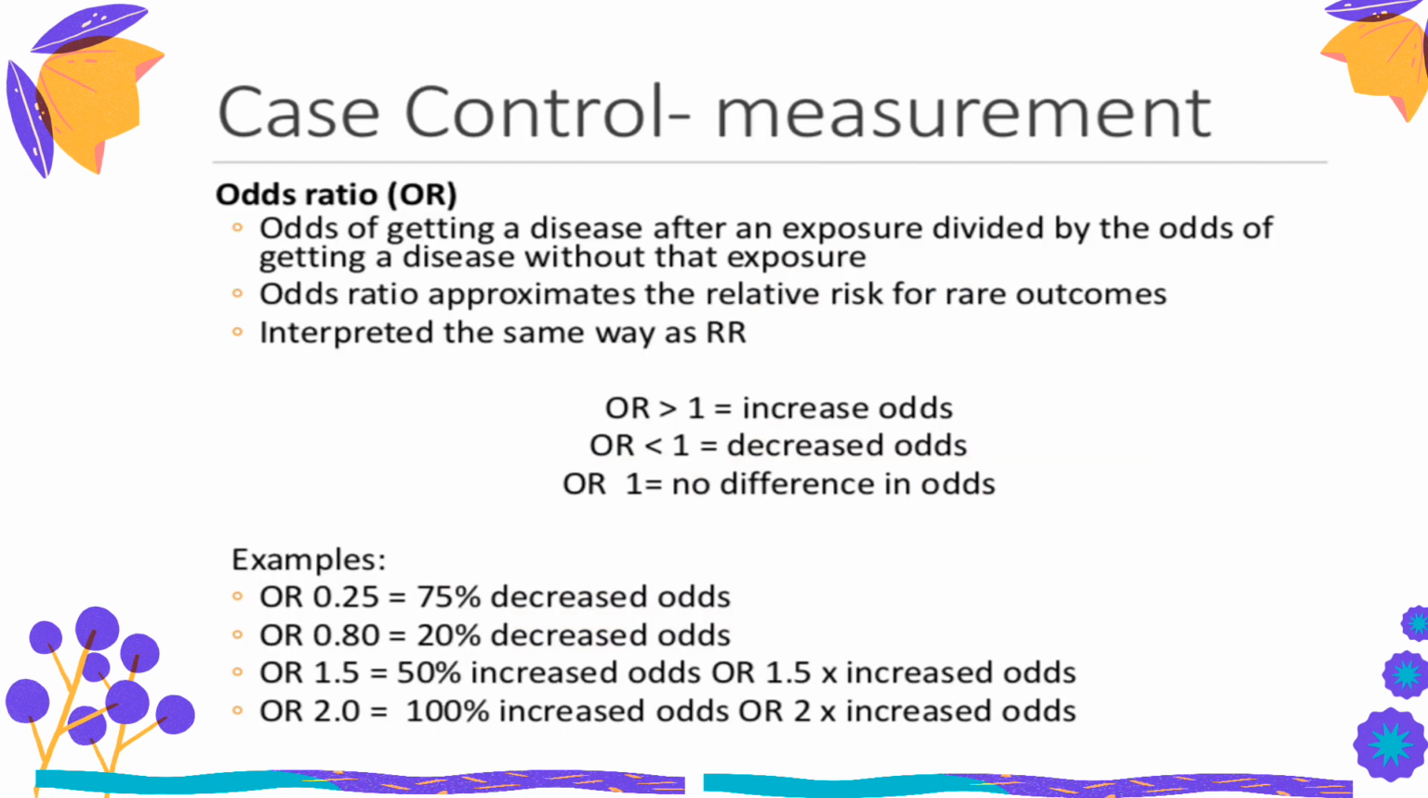Here is a summary chart of case control design. Case control study design measurement is the odds ratio, or OR. OR is the odds of getting a disease after an exposure divided by the odds of getting the disease without the exposure. Odds ratio approximates the relative risk for rare outcomes and is interpreted the same way as relative risk. Odds ratio more than 1 means increased odds. Odds ratio less than 1 means decreased odds. And if odds ratio is equal to 1, there's no difference in odds between the exposed patient and the unexposed patient.